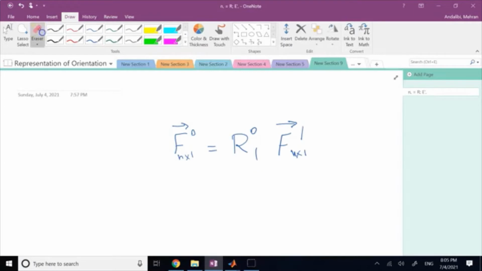Correct? And it's not really n by 1, it's 3 by 1. That's all you can do. Right? Because you know this guy is a 3 by 3. So this has to be a 3 by 1 and this has to be a 3 by 1. Good.